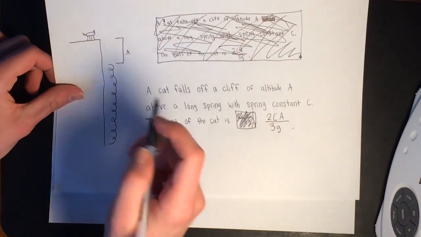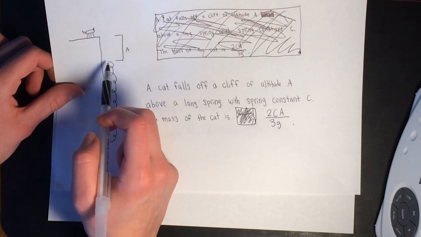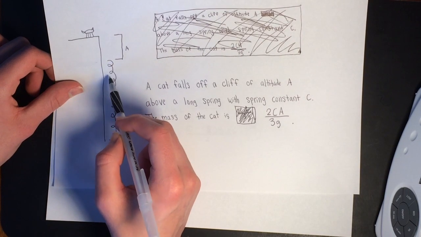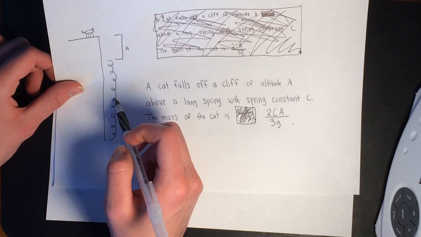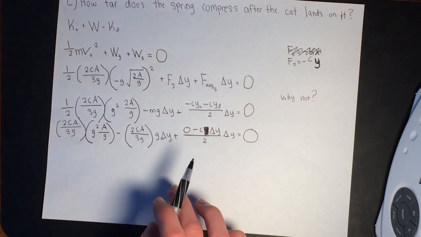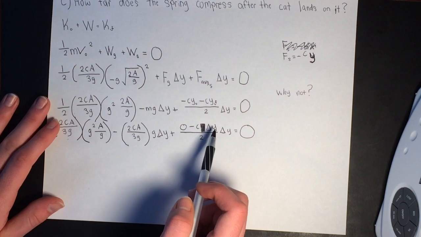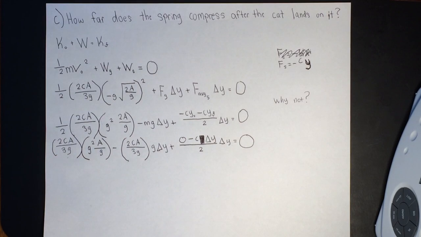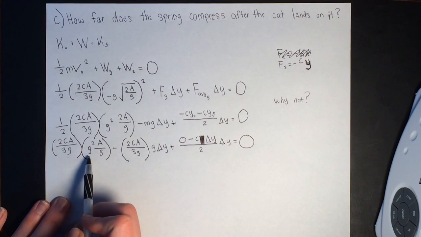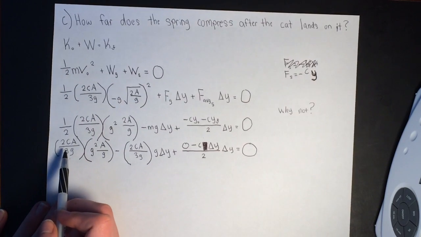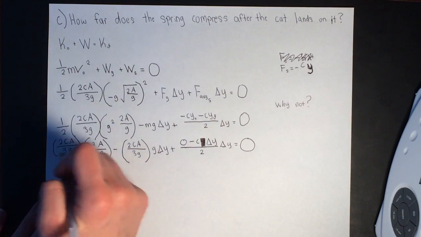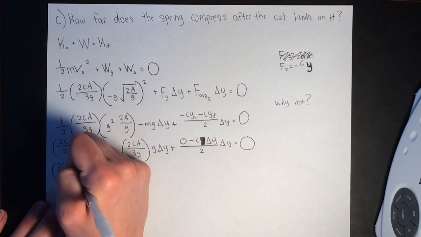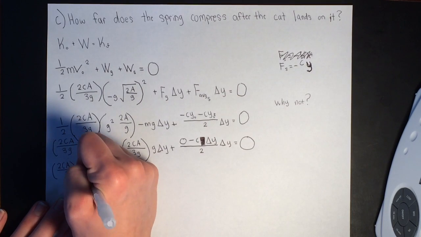We can assume that y naught is right here and that this is equal to 0. And that way, delta y, the amount that the spring compresses, is going to be equal to the final position of the cat. So we can make this 0 and we can plug in delta y for y final. So this first term here has a g squared divided by g, and this expression is also divided by g. So all the g's are going to cancel out in this term, and we're going to have 2ac over 3 times just a.